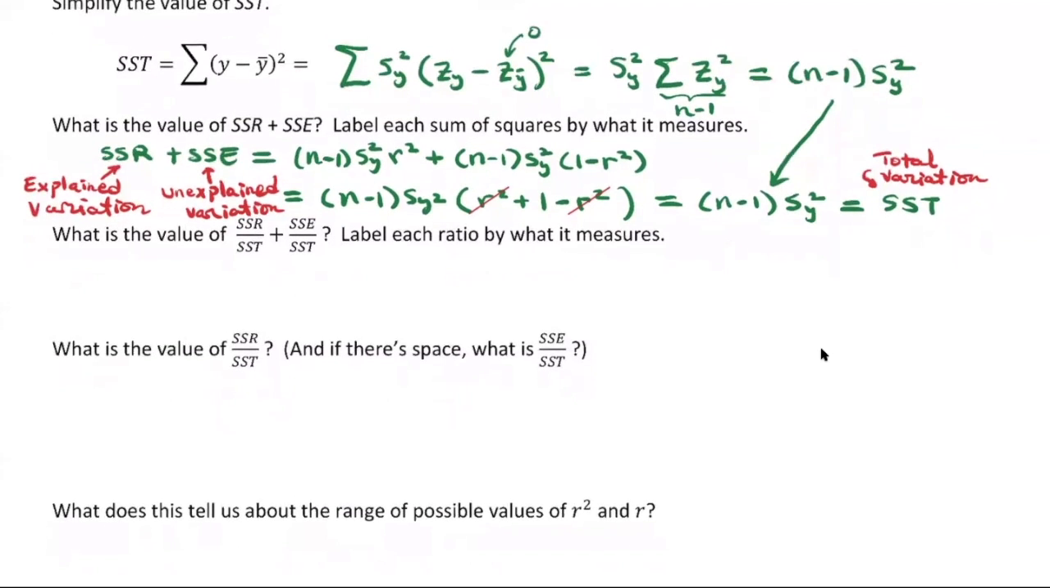Okay, now it's asking us to do something. We've shown from this, let's just add this in red, that SSR, the explained part, plus SSE, the unexplained part, is equal to SST, the total variation. And now it's asking us to divide this. So if you take SSR plus SSE, this equals SST. And they're asking us to divide these by SST.